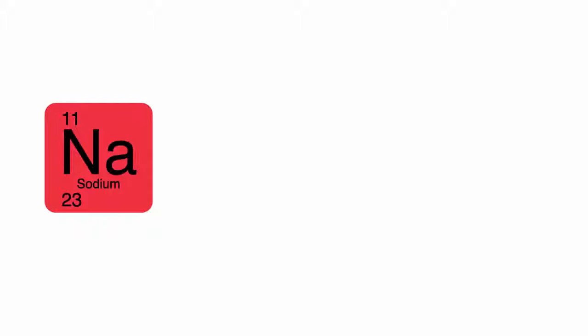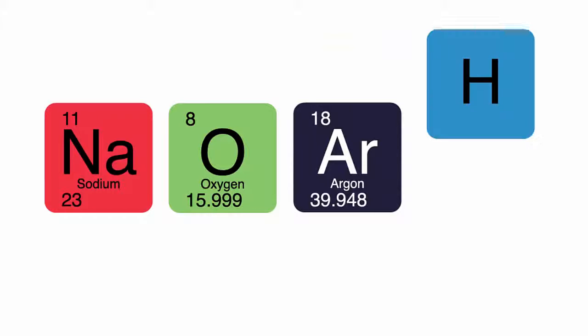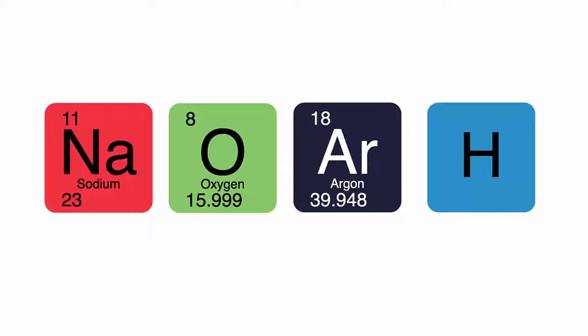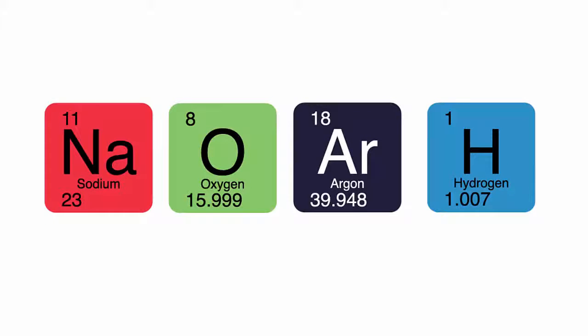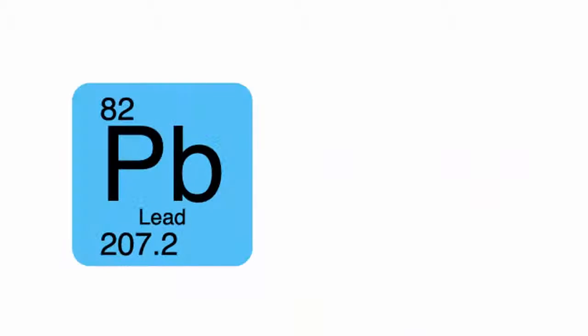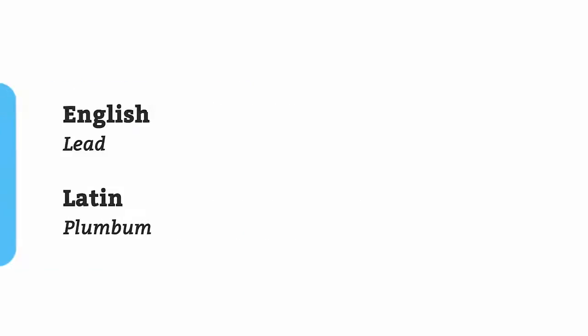Each element has a different symbol, such as Na, O, and Ar. What element is represented by the symbol H? H represents hydrogen. Most of the elements have symbols that start with the same letter as their name. The exceptions are often symbolized by a name derived from another language, like Pb for lead. This is because in Latin, lead is known as plumbum. If you look on the periodic table, you will see that the second letter of the symbol is always lowercase.